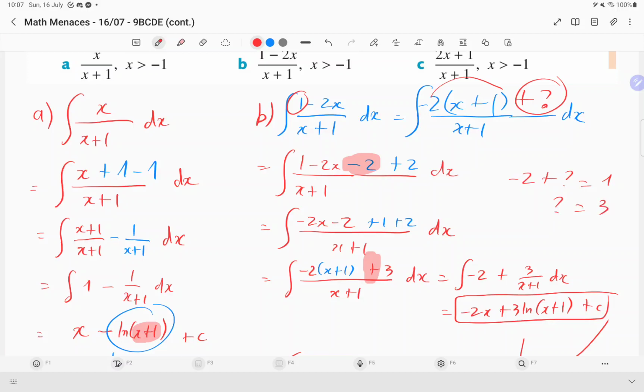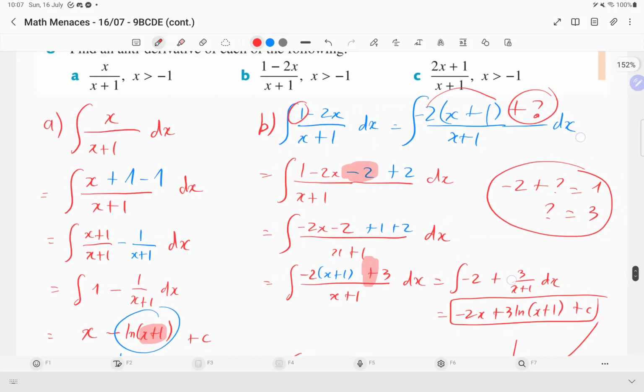Okay? So sometimes you might need to work out some steps on the side if it is too difficult to work through straight away. Yeah. So that's it.